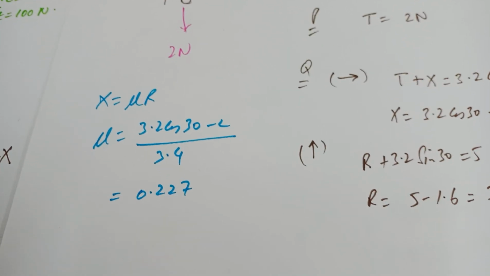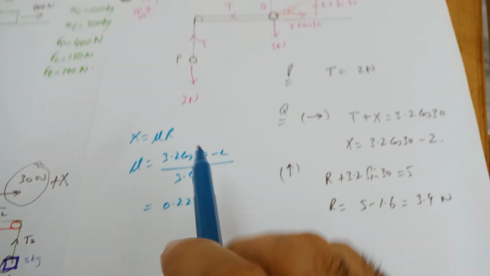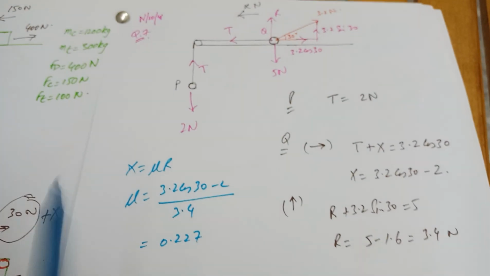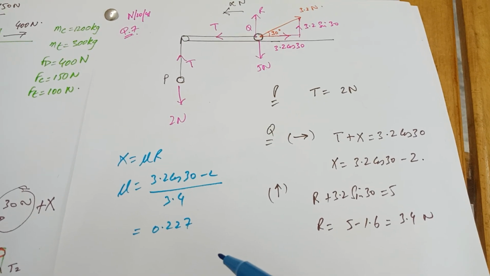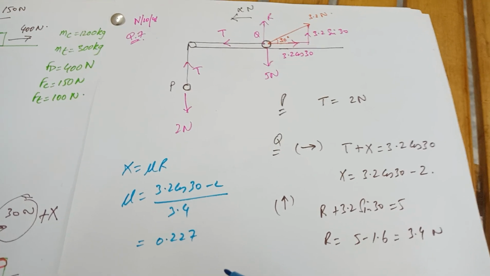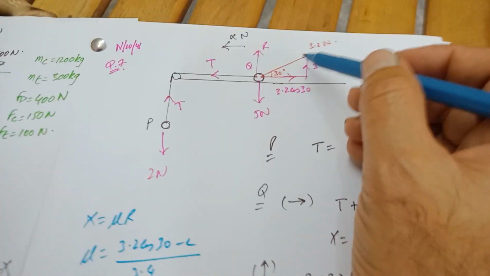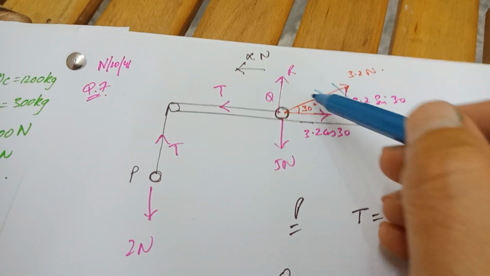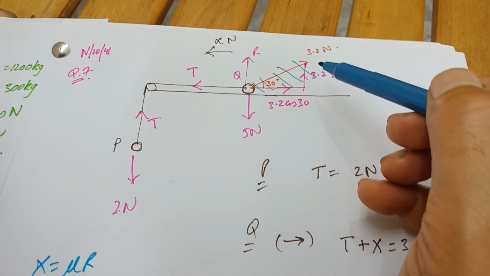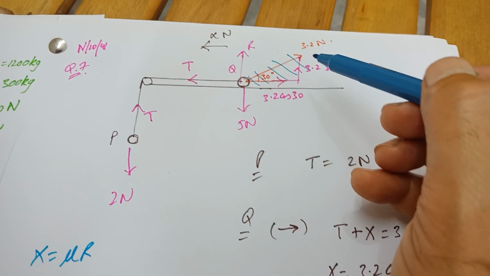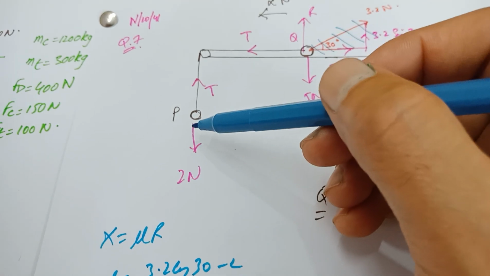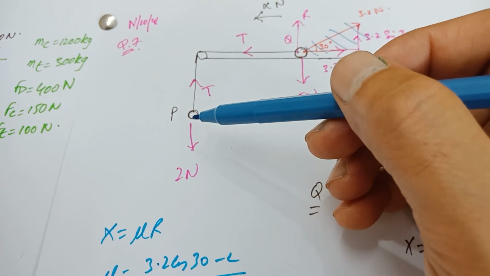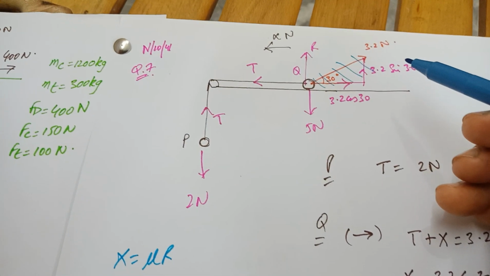Now moving towards the second part. There were like 6 marks for all this working. The second part says the force of magnitude 3.2 Newton is now removed, so we're just going to remove this force, and P starts to move downwards. Now we have to find the acceleration of the particles and the tension in the string.